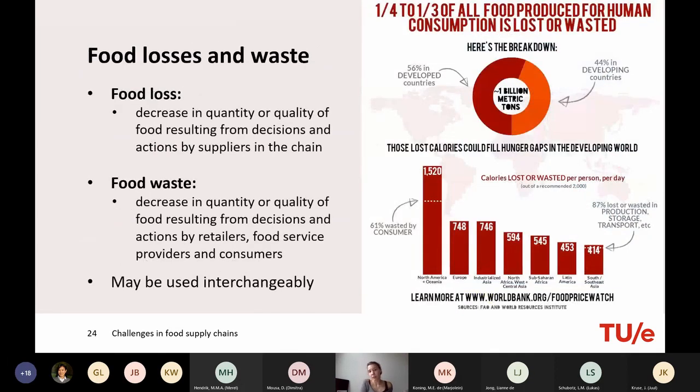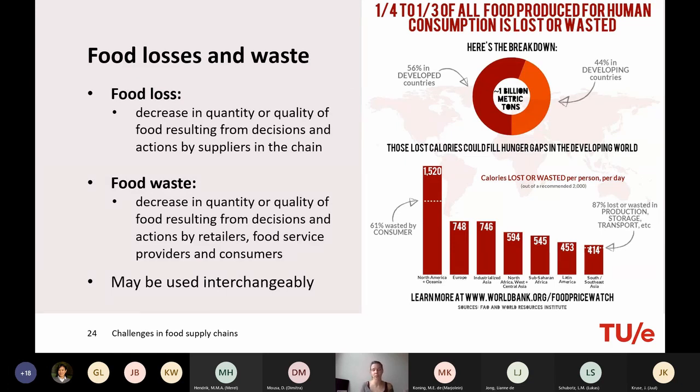And then one of the last challenges we're facing is the food losses and waste within the chain. So while we're taking a lot of resources out of the environment, we're actually not using them efficiently. We're kind of wasting a lot of it on the way.